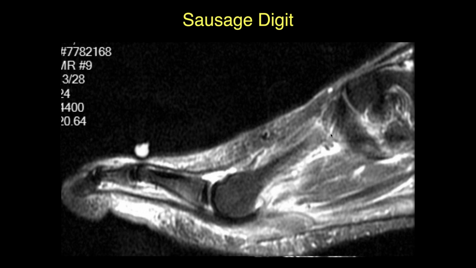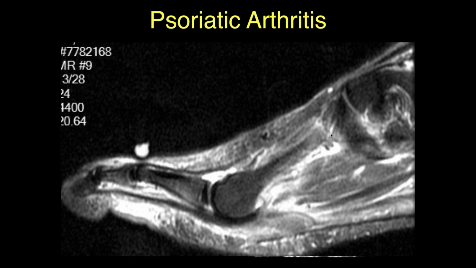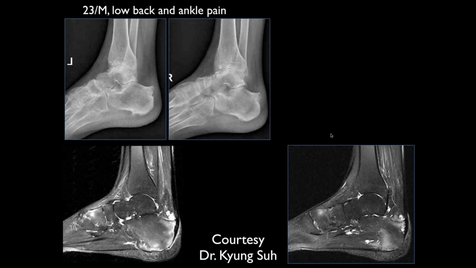Like if this is a sausage digit, you've got to think of psoriatic arthritis. Yeah, so this is another. Or it could just be infection, cellulitis too. Yeah, those are the two things you need to think about. And in this particular setting, this was psoriatic arthritis, another dactylitis. With infection, you don't really see that, do you? Say that again, John.